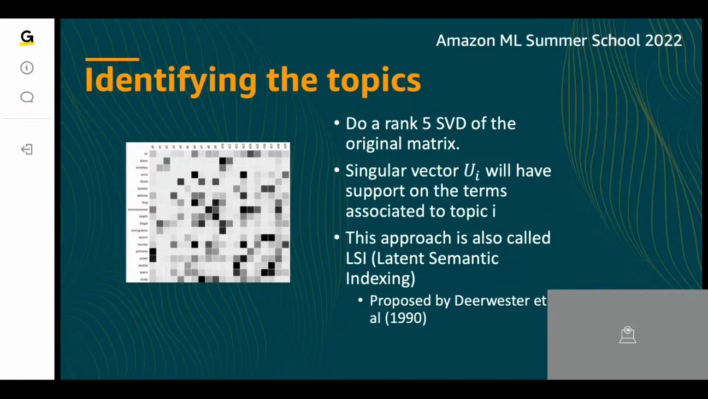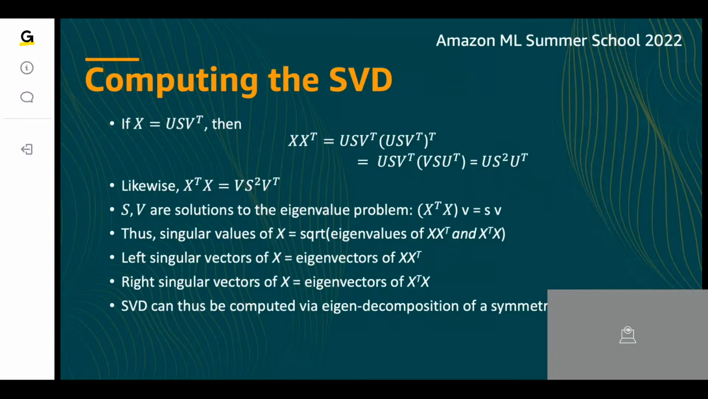But latent semantic analysis still gives you topics which are quite readable to the human eye, and we will see some examples as we go through the presentation. Coming on to how you compute the SVD. If you try to do the SVD computation on the basis of the original definition itself, it can get a little convoluted.